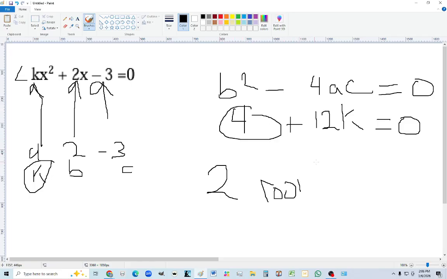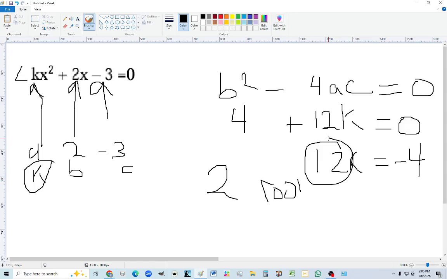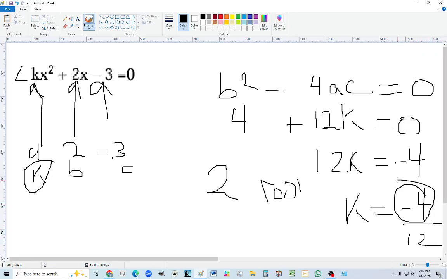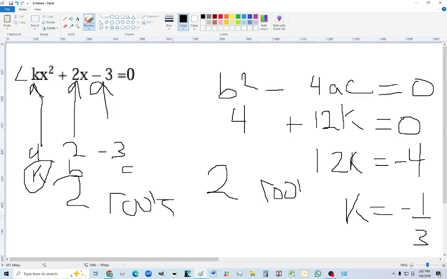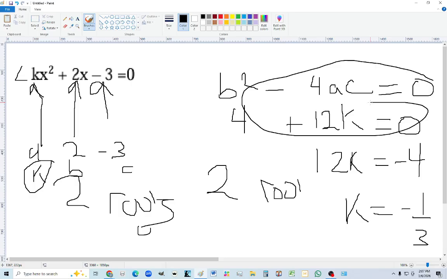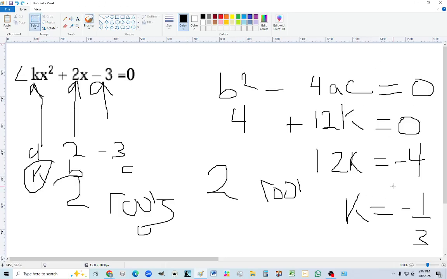First, we have to subtract 4 from both sides. So 12k is equal to minus 4. Then we have to divide by 12. K is equal to minus 4 over 12. Then we have to simplify. This can be divided by 4, and this can be divided by 4. And when we do that, we get minus 1 over 3. Therefore, the number in front of x squared here, for us to have two roots that are equal, that's when this discriminant is equal to 0, must be minus 1/3.